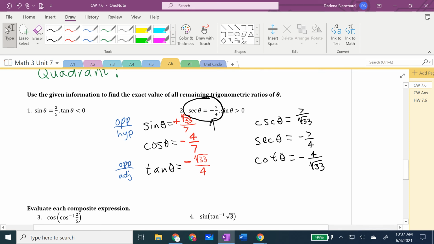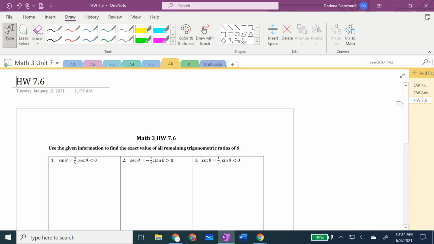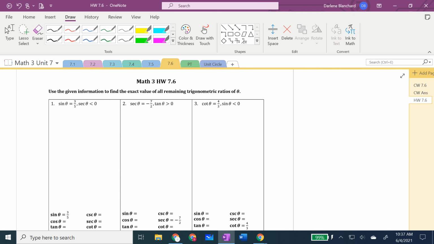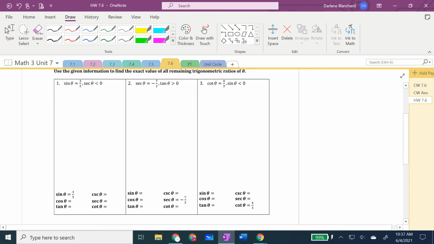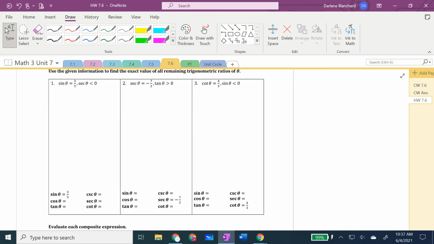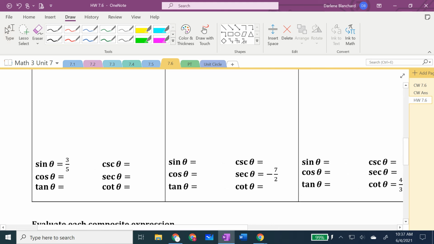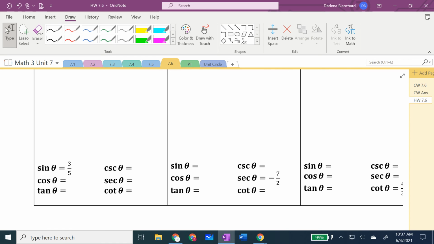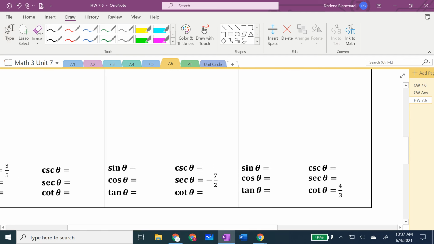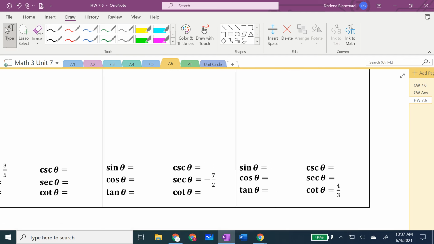So that was item number 1. In your homework, that's going to be these problems, 1, 2, and 3. And at the bottom, I already have it set up nicely for you where you can fill in the remainder of your sine, cosine, tangent. I already have what was given information put into the answers, and their reciprocals are just right across the way.